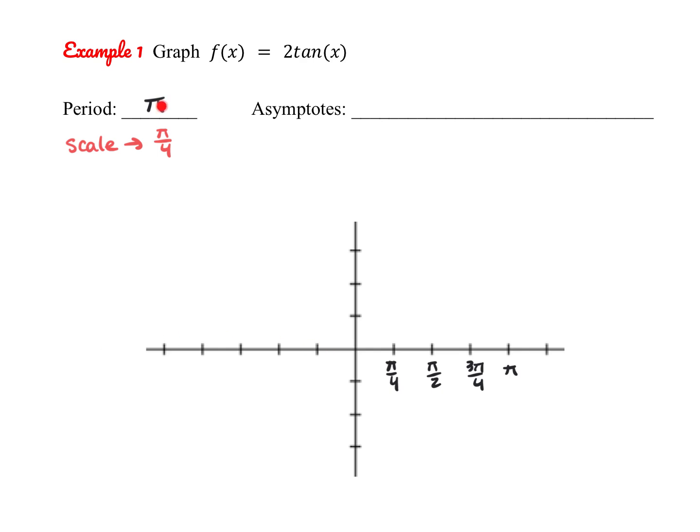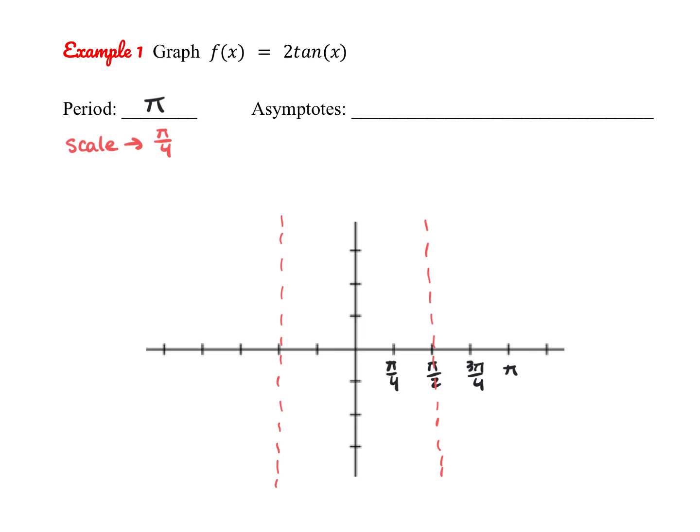Now for my asymptotes, remember, we go half of my period to the right and half to the left. Since a period is going to be 4 tick marks, if we've scaled appropriately, that means we're going to go 2 tick marks to the right, which is half of a period. If my period is pi, half of a period is pi over 2. And then I'm simply going to go 2 tick marks to the left, another pi over 2 or half a period. And this will set me up for 1 period of tangent.